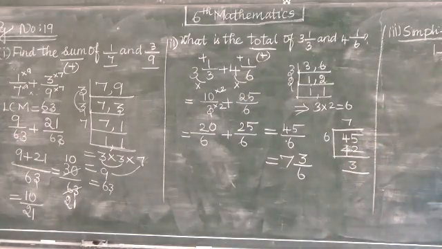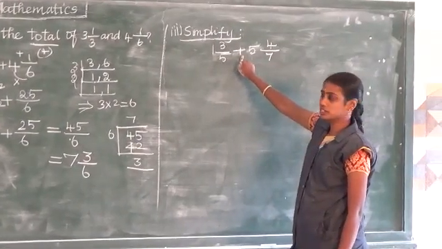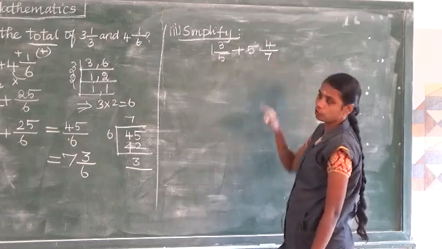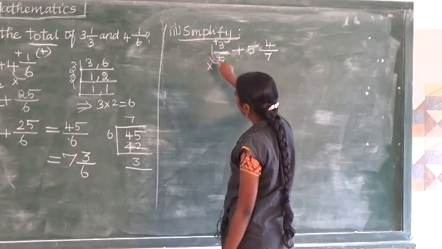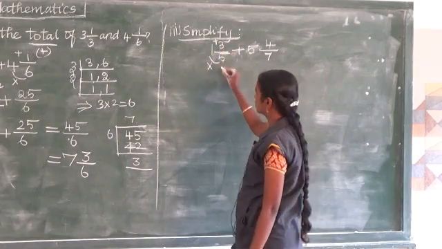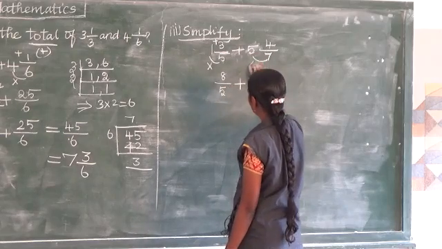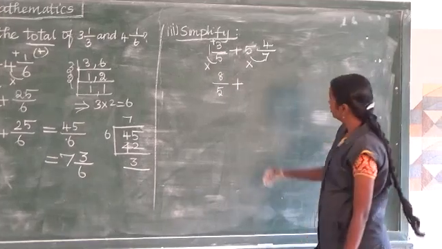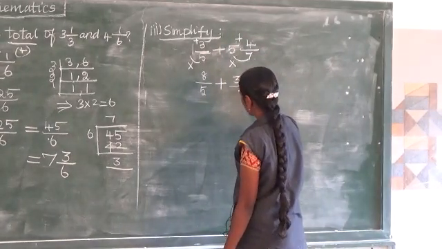Next we are going to see simplify. Simplify means if addition is given, add; if subtraction is given, subtract. So 1 3 by 5 plus 5 4 by 7. Multiply and add. 5 ones are 5, 5 plus 3 is 8 by 5. Here also multiply: 5 7s are 35, 35 plus 4 is 39 by 7.